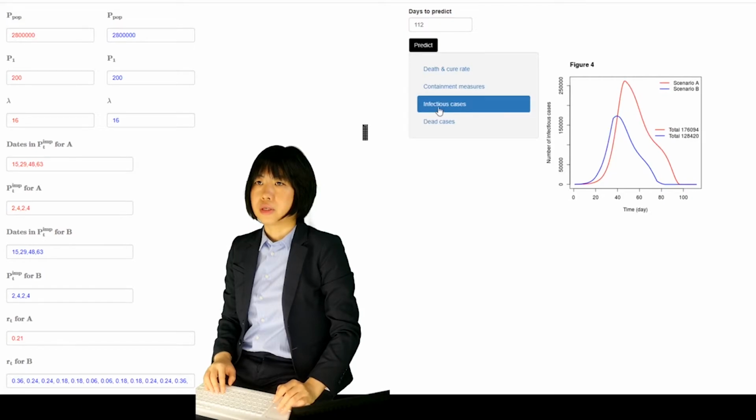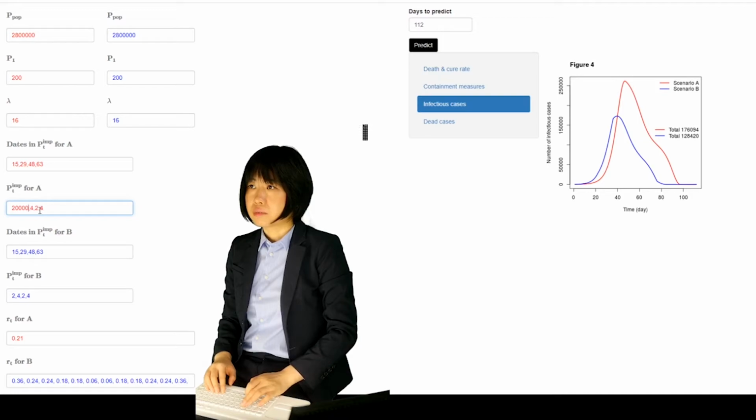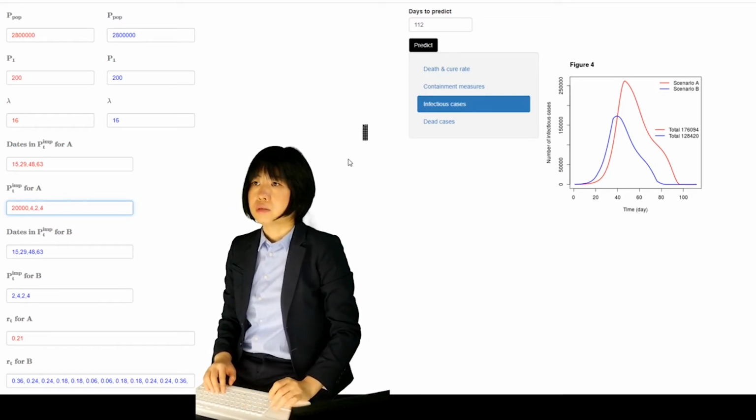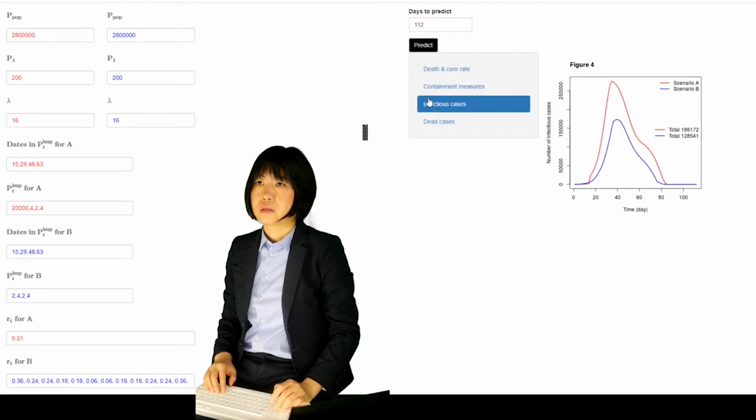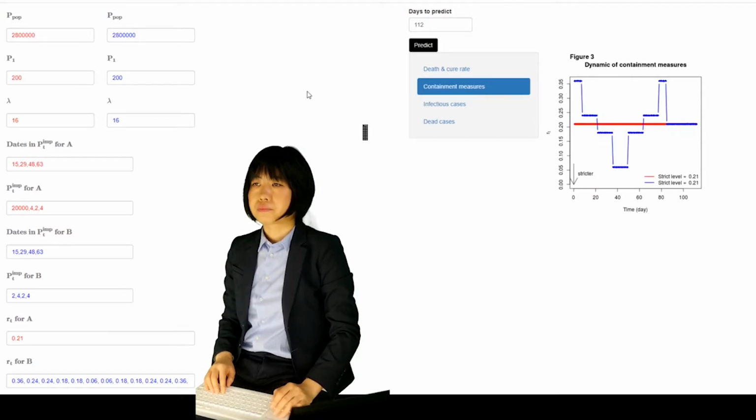Here is a prediction. So if we change the imported cases from 2 to 20,000, then we hit predict. Then you can see the jump in the infectious cases and the jump in the dead cases.